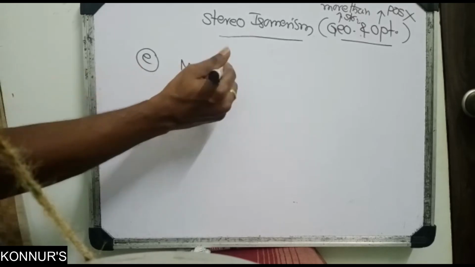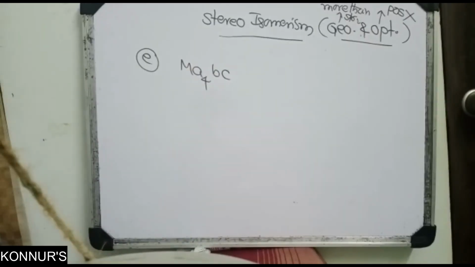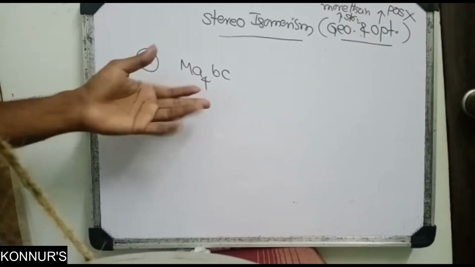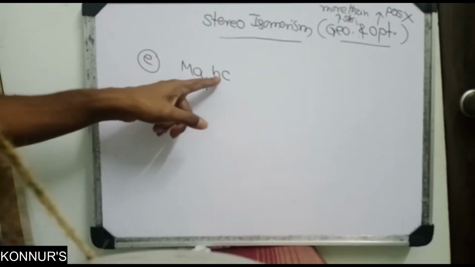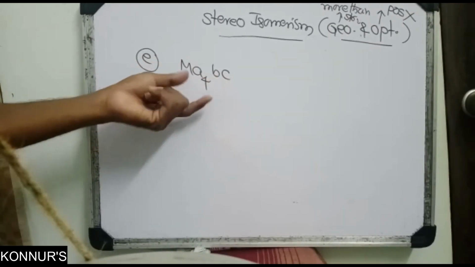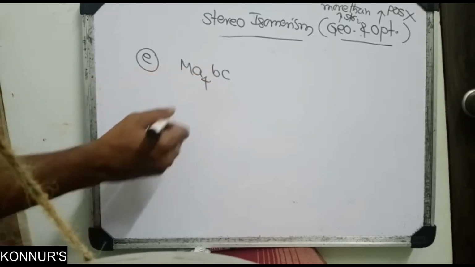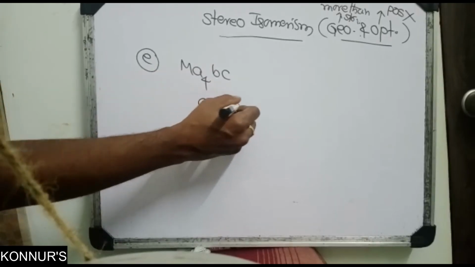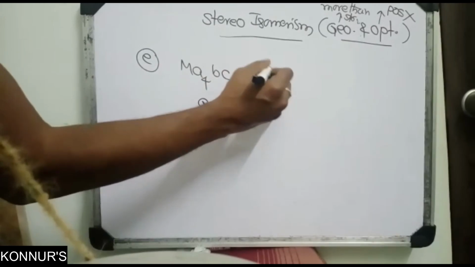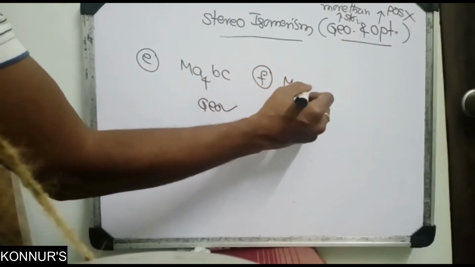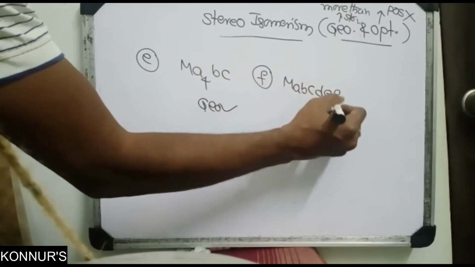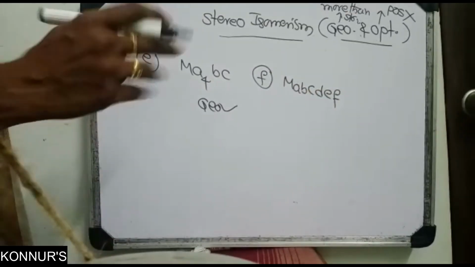MA4, you take BC. So here what happens? So BC, same close distance or far distance you can write. So directly you can write geometrical isomerism. Next, all you can take different. M, A, B, C, D, E, F. So 6 out of 6 you are taking.